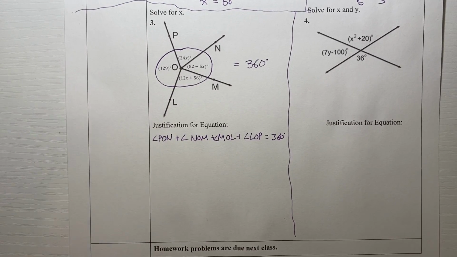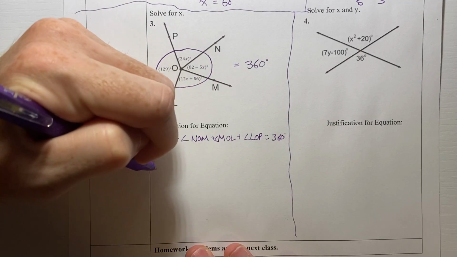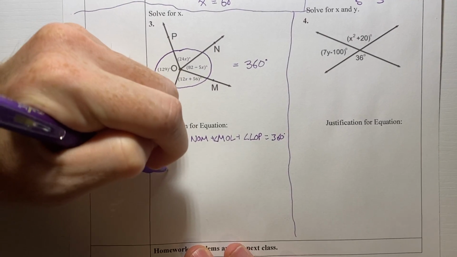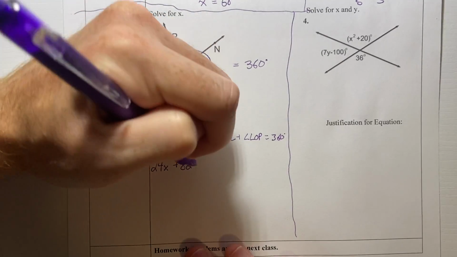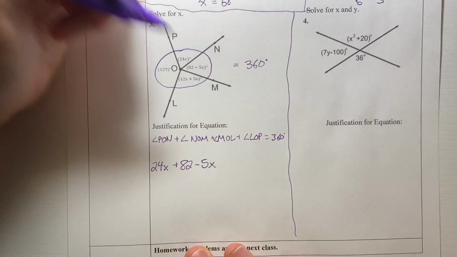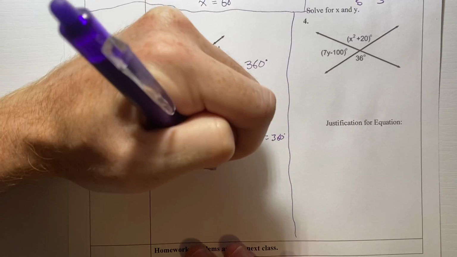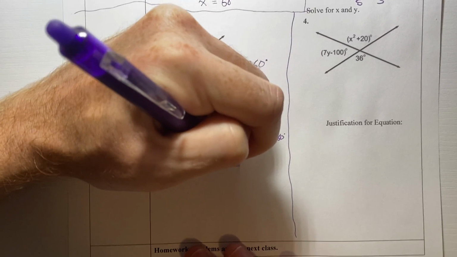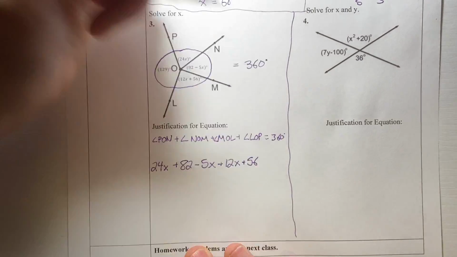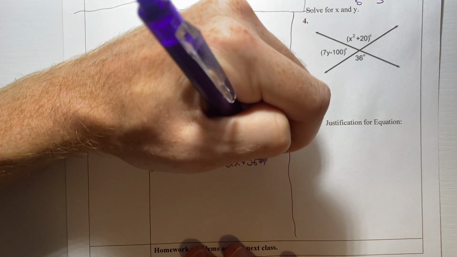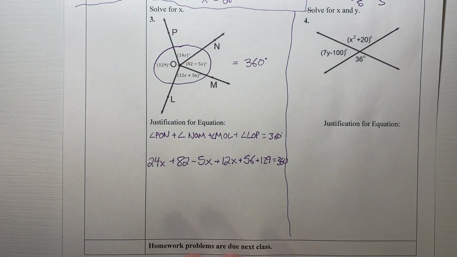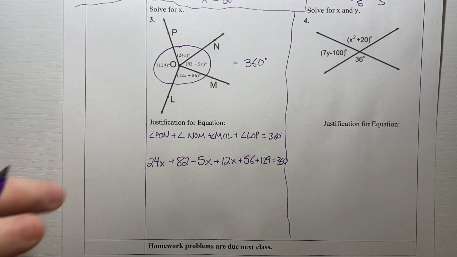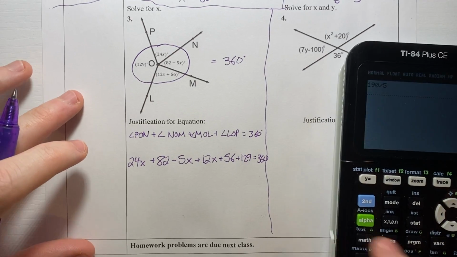And then now let's plug in the information we know. We know that angle PON is 24x. Our next one is 82 minus 5x. Our next angle is 12x plus 56. And then our last angle is 129, and we know that equals 360 degrees. All right, we're just now going to start combining our like terms and then solving for my variable x here.